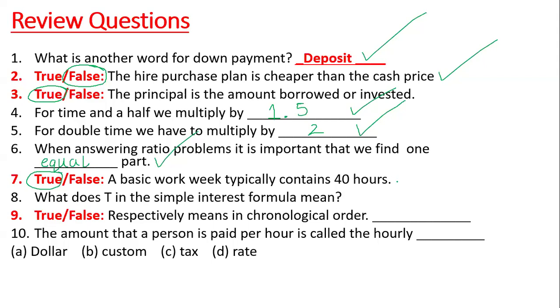Number 8. Time. What does T, the symbol in the formula, mean? Time. And we know that time is always measured in what? Years. Very good. Time is always measured in years. But I'm going to put yes, sorry.